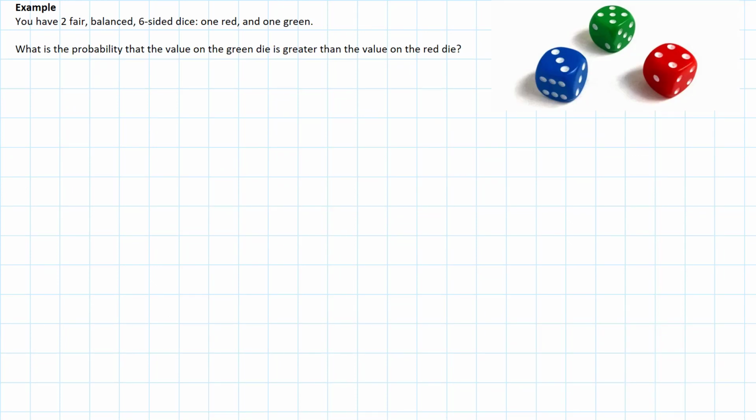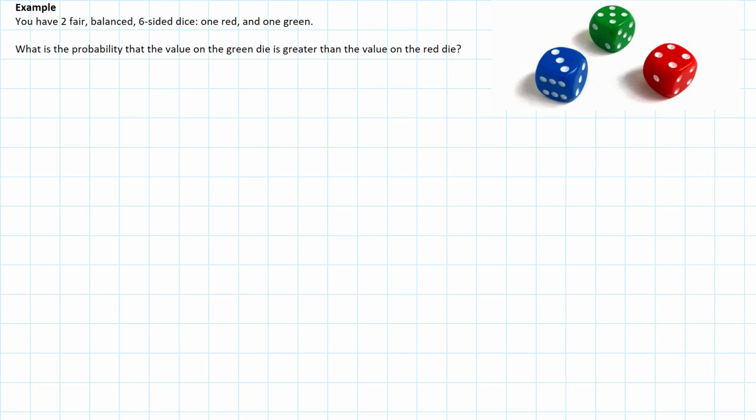Let's finish up with one of my favorite kinds of problems. You have two fair balanced 6-sided dice. One's red, one's green. So what's the probability that the value on the green die is greater than the value on the red die? So they're both getting rolled at the same time, or you can take turns. It really doesn't matter for the probability calculations.